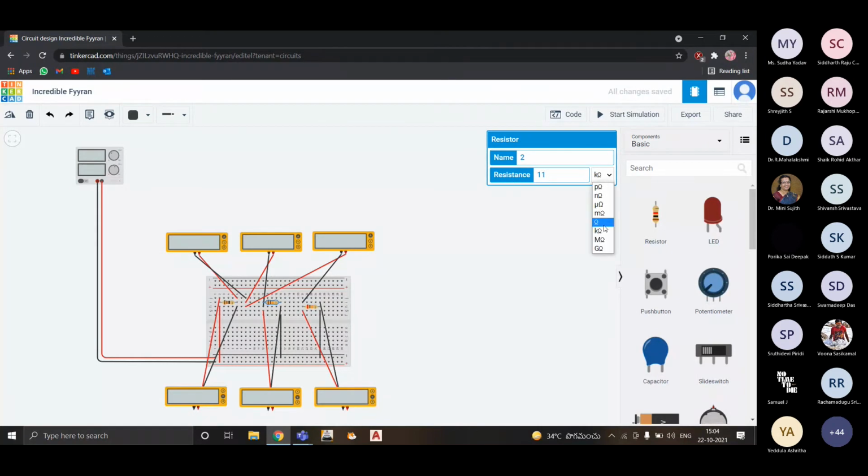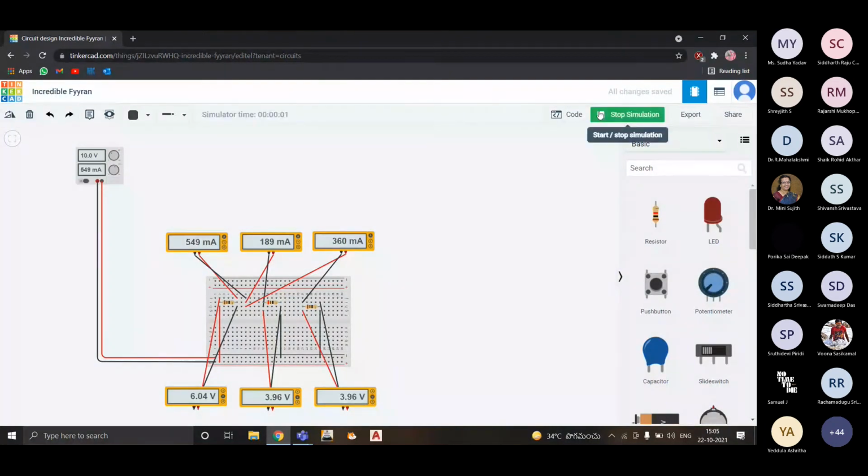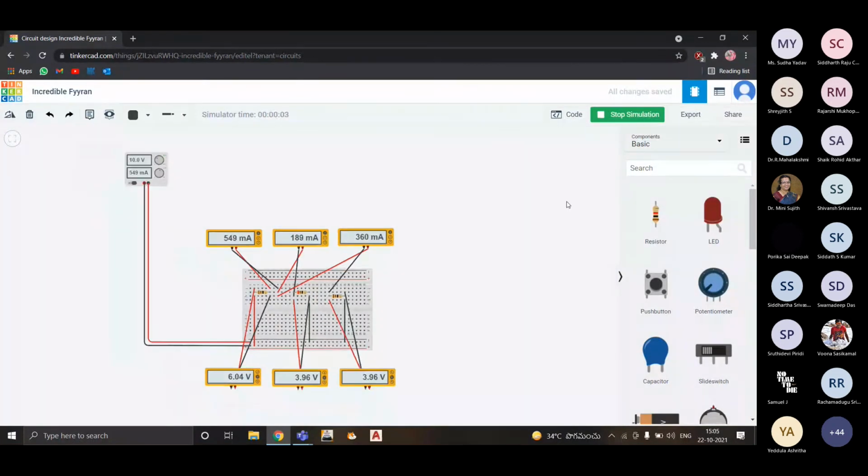Second one is 21 ohms. Not the third one, second one. Third one is 11 ohms. Have you changed that one as 21? Change it as 21. Now just run and see. If still you get the different readings, then only I'll check the connection. Now see, now you're getting it, right? Yes, ma'am. Okay. Done.